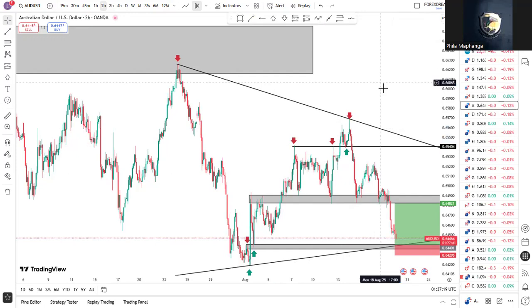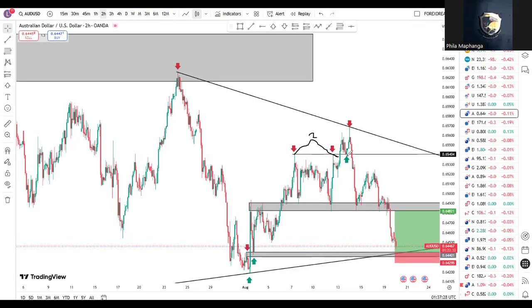Let's continue. Now, looking at this scenario, you had your resistance here with 2 touches. And then you had your support here, it was broken. After the support was broken, it was never tested. Can you see that? The support was broken, it was never tested. If that support was broken and it was never tested, that means the higher the chance that when they come back to that support, they will test it as a resistance.